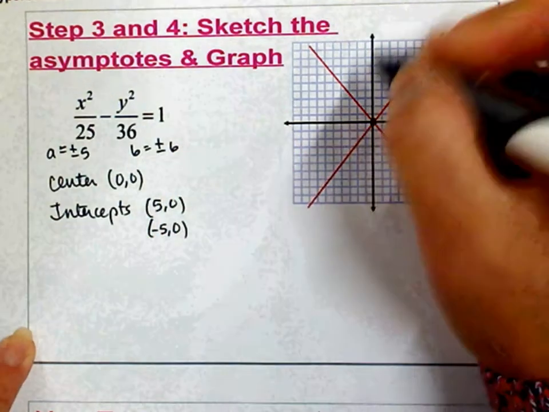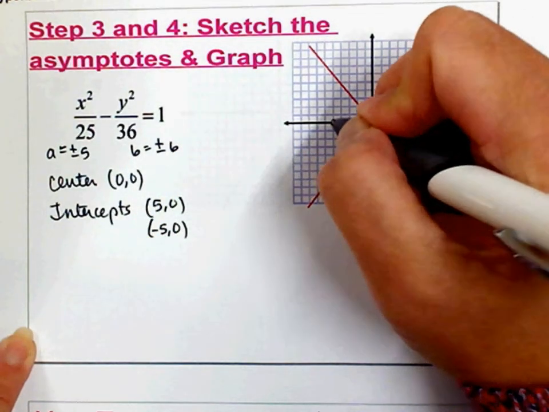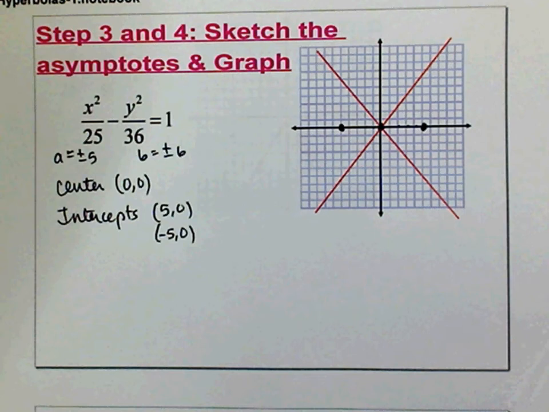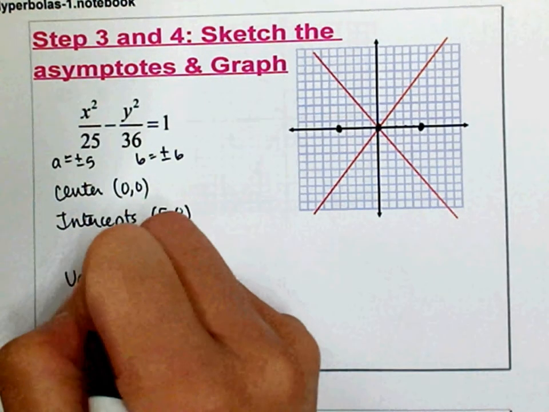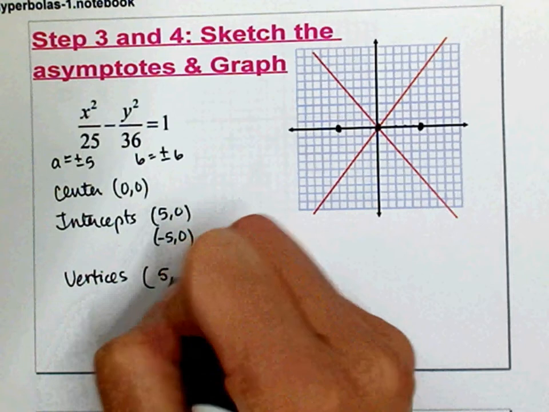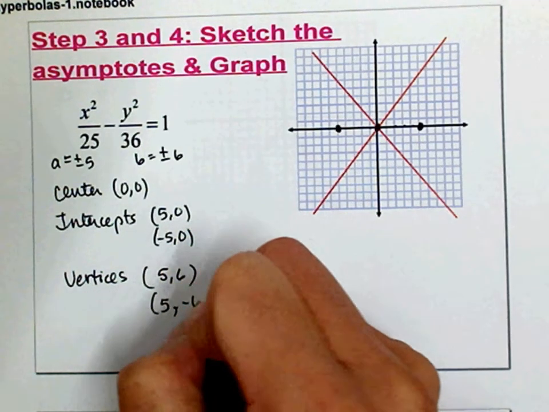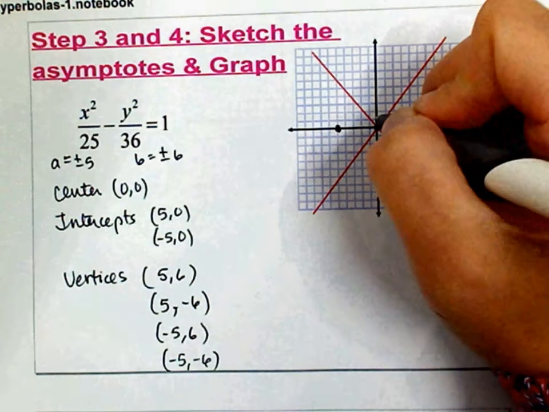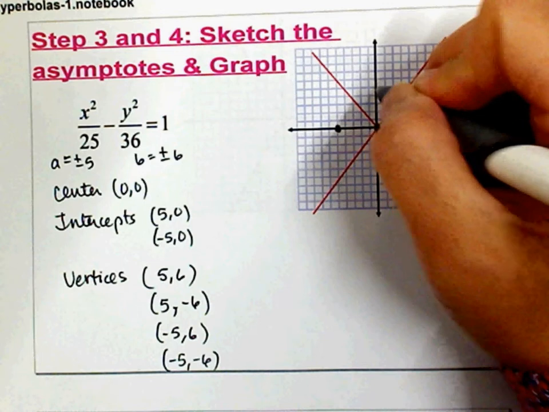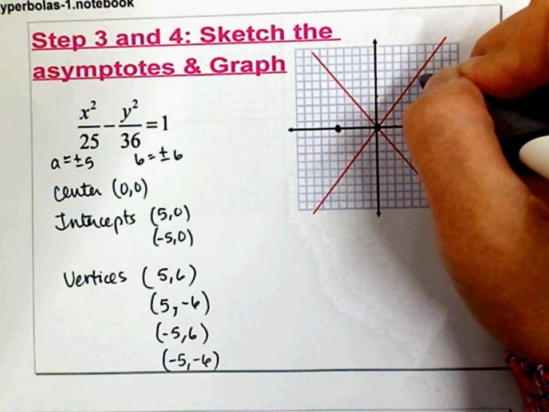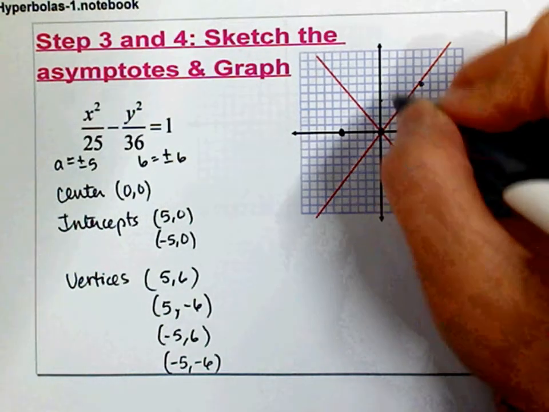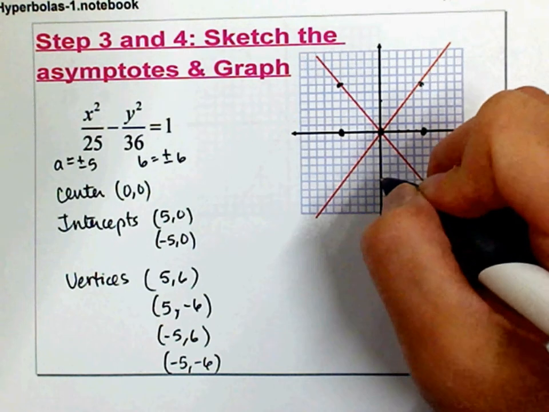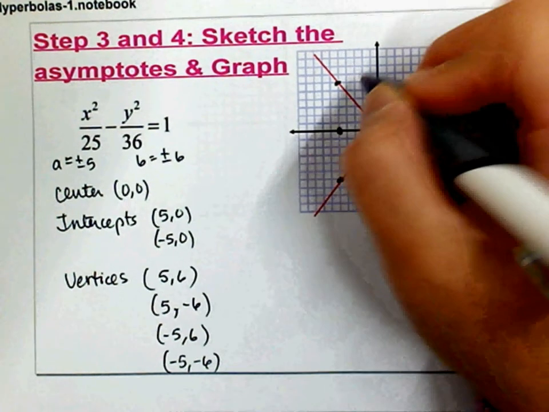1, 2, 3, 4, 5. 1, 2, 3, 4, 5. All right? To find your vertices, it's going to be 5, 6, 5, negative 6, negative 5, 6, negative 5, negative 6. So it's going to be 1, 2, 3, 4, 5, 6. So it's going to be right there, and right here. And then 1, 2, 3, 4, 5, 6. So right here and right here. And there's your fundamental rectangle.